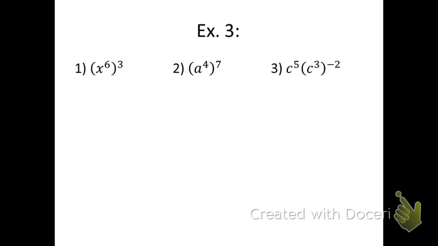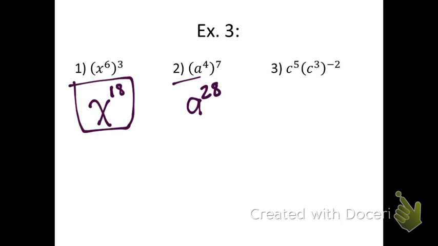Number 1, x to the 6th raised to the 3rd. It's like saying 6 times 3 is 18, so we just go x to the 18th power. That's a horrible looking 18. Let me try that again. Number 2. A to the 4th raised to the 7th is a to the 28th power. Pretty simple.